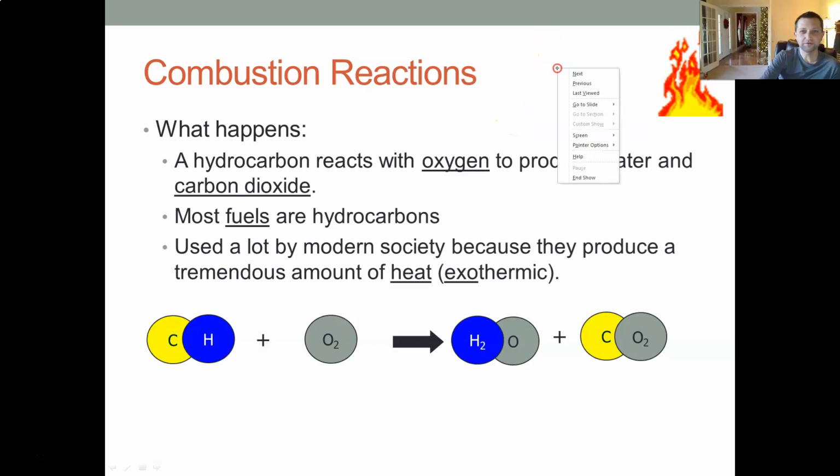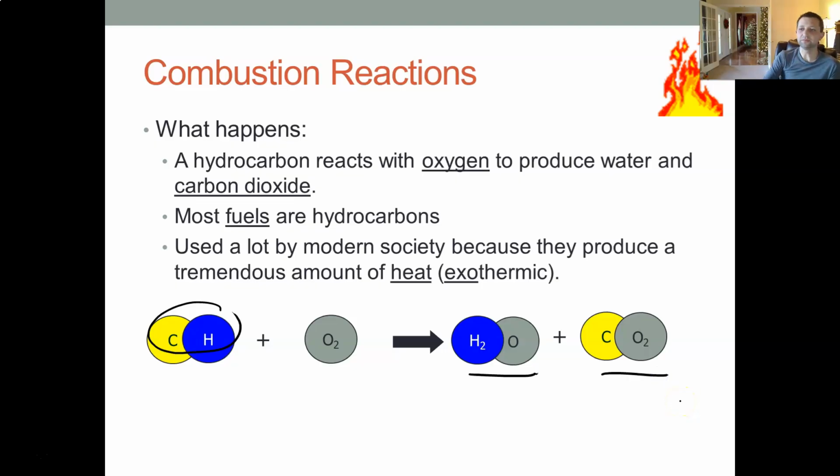Here's your pictorial representation for this one. So you could write that down as, some hydrocarbon, which is what we have right here, plus oxygen, O2, this is diatomic, gives you H2O and CO2. Those are always your same two products. So take a second and jot that down.